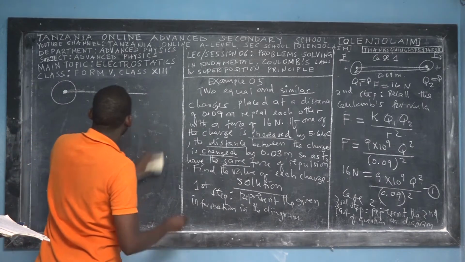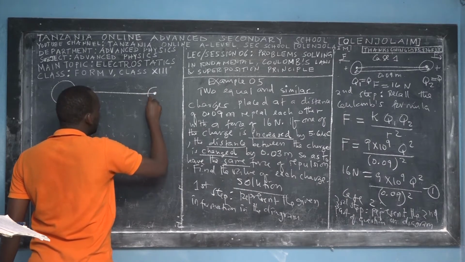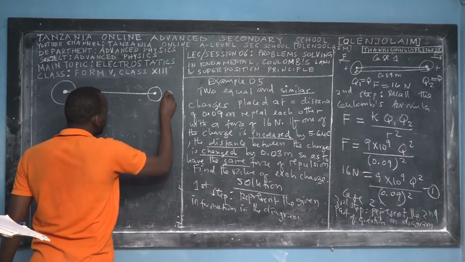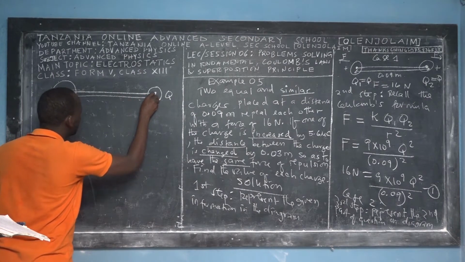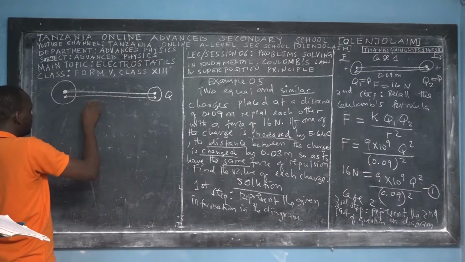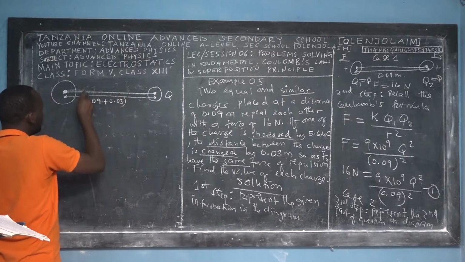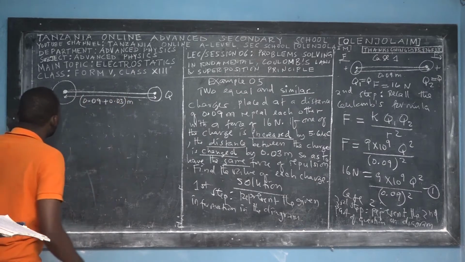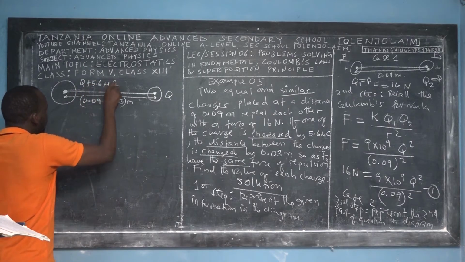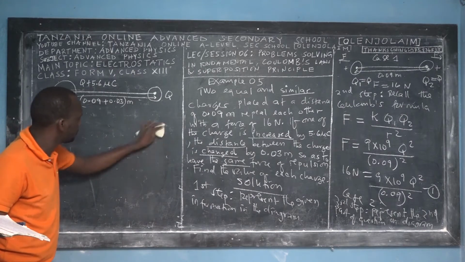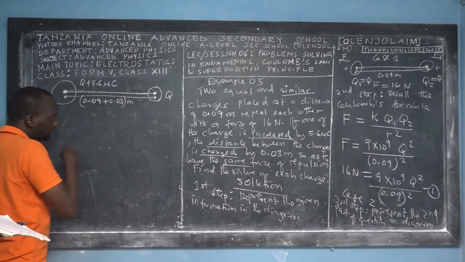Okay? So this is the case. This was Q, the distance between the centers, just for the matter of presentation. It is 0.09 plus 0.03 meter. And then this one is Q plus 5.6 microcoulomb, right? So that's the second presentation.